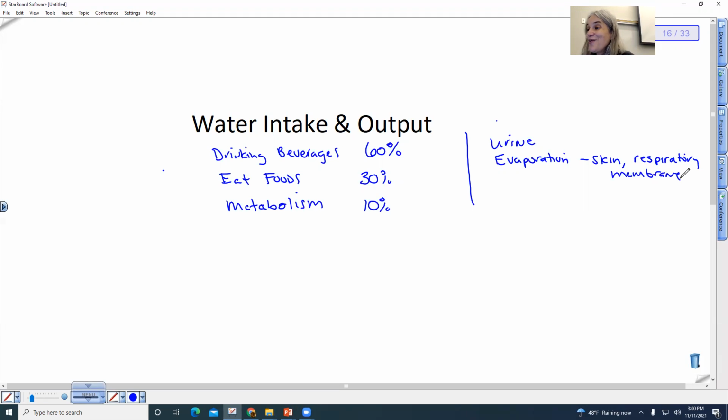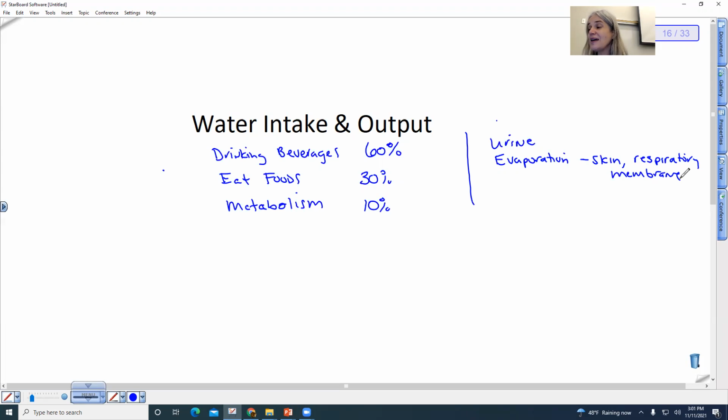So with urine, we are trying to dilute our metabolic wastes, the metabolic waste being urea. And so we're going to produce urine and water very dilute. If we have a lot of water that we're taking in, we can produce very dilute urine. So it's not super concentrated. Evaporation across the skin, that's evaporative cooling. So that would be sweating.